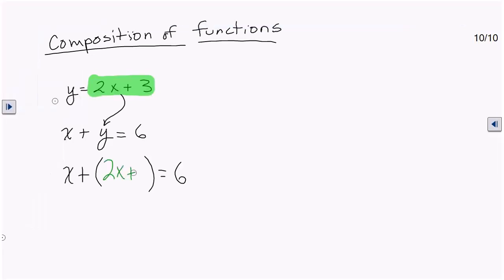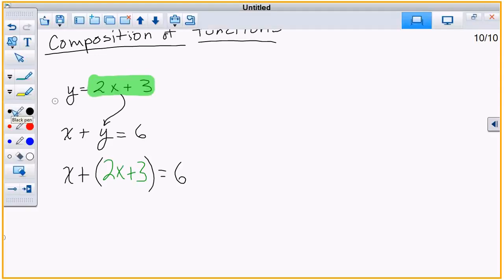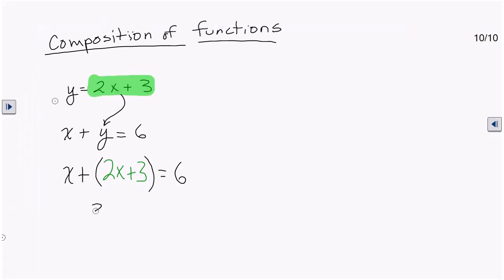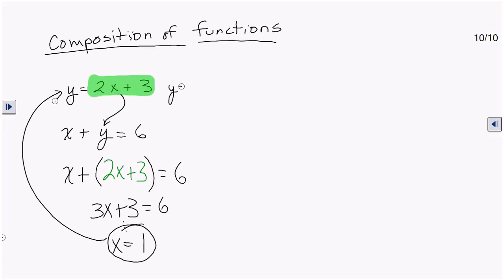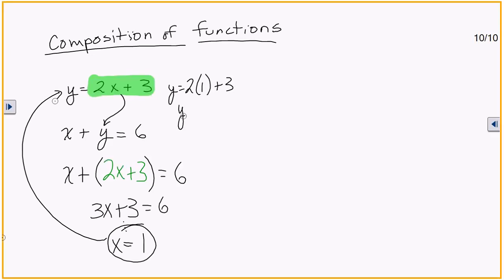2x plus 3, and then I solve it. X plus 2x is 3x, plus 3 is equal to 6. Okay? So you minus the 3, you get 3. Divide by 3, you get 1. X is equal to 1. And then you can take this and back substitute and get y is equal to 2 times 1 plus 3, which y is equal to 5.